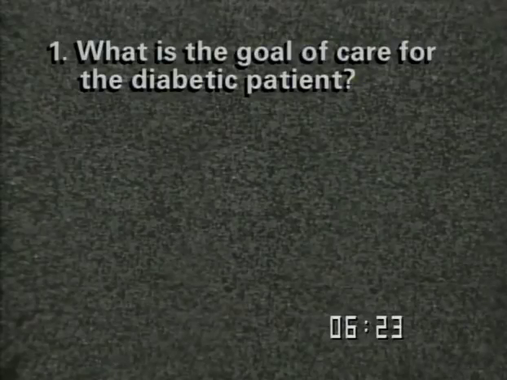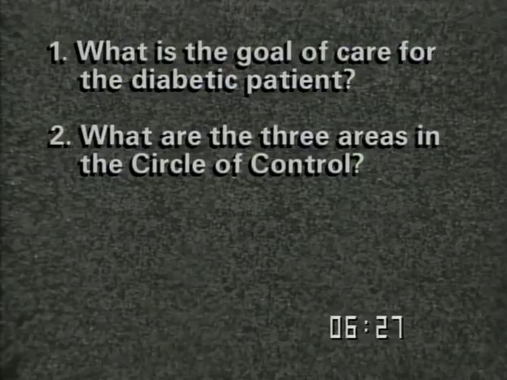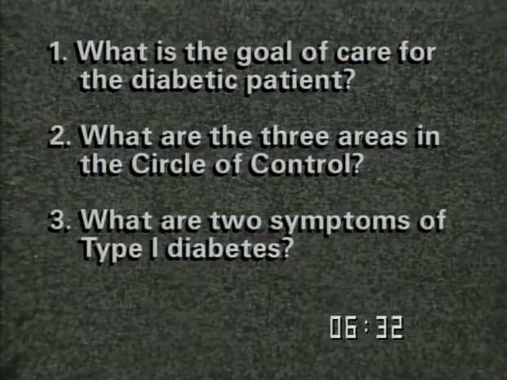What is the goal of care for the diabetic patient? What are the three areas in the circle of control? What are two symptoms of type 1 diabetes?